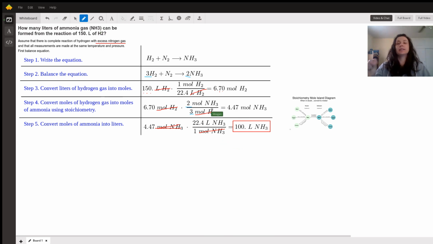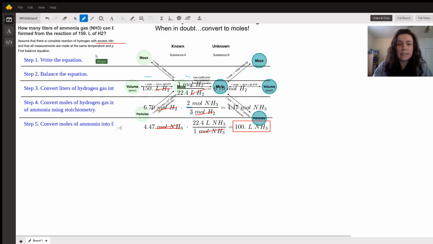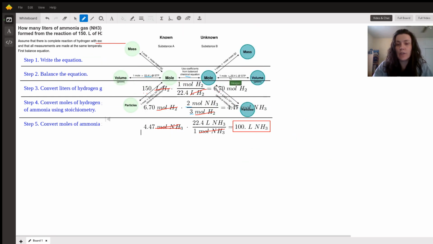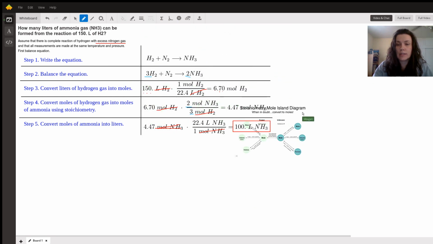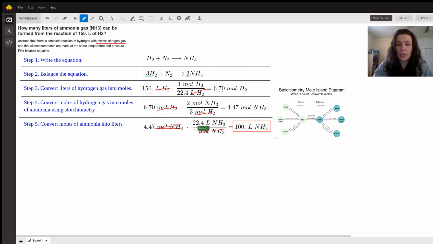Okay, now a quick tip of something you can do when you're going from liters to liters, if the temperature stays the same, and we just assume that it is STP, so standard temperature and pressure. Since this conversion factor and this conversion factor are the same, you would notice that this 22.4 and this 22.4 would cancel each other out. So technically for volume only, you can actually just use your mole ratio right here.